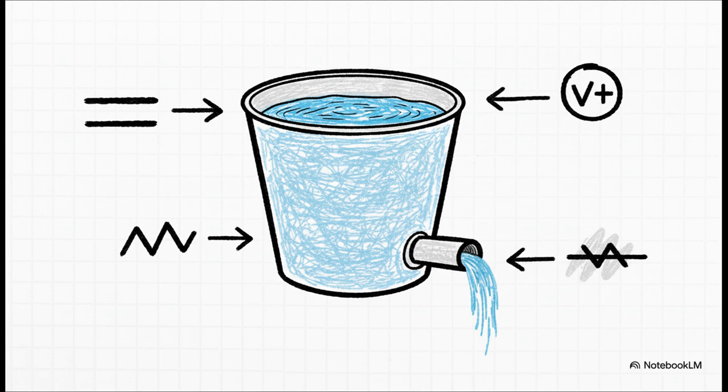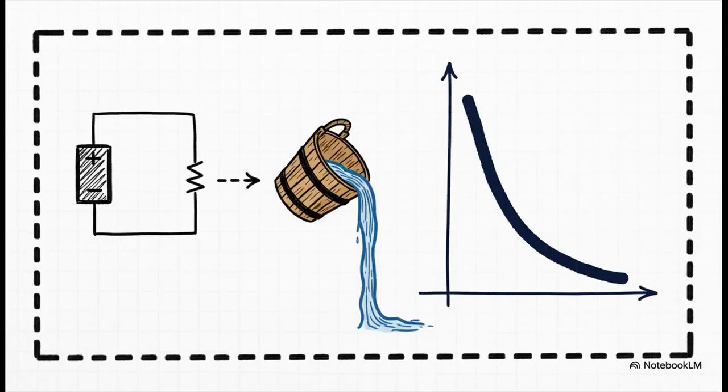And to make this super clear, let's just run with that water bucket analogy for a second. The capacitor, that's the bucket itself. The voltage, that's the water level, the pressure. And a resistor, which is just something that slows down the flow of electricity, well, that's like a drain pipe. How fast that bucket empties totally depends on how big that drain pipe is. But here's the really important part. This whole emptying process isn't random at all.